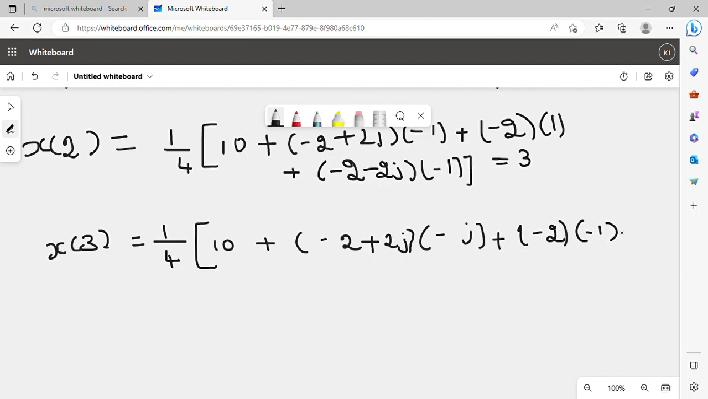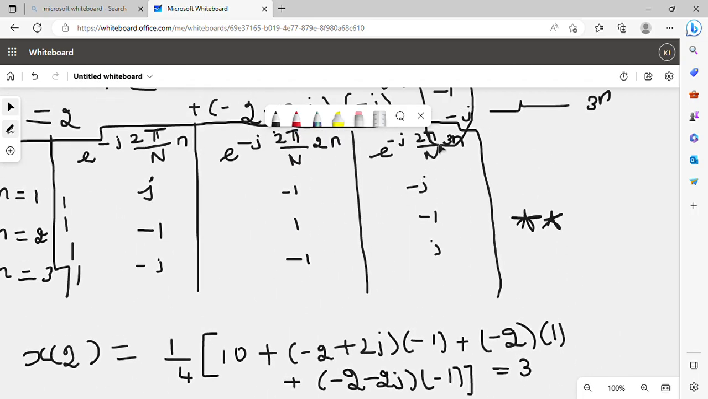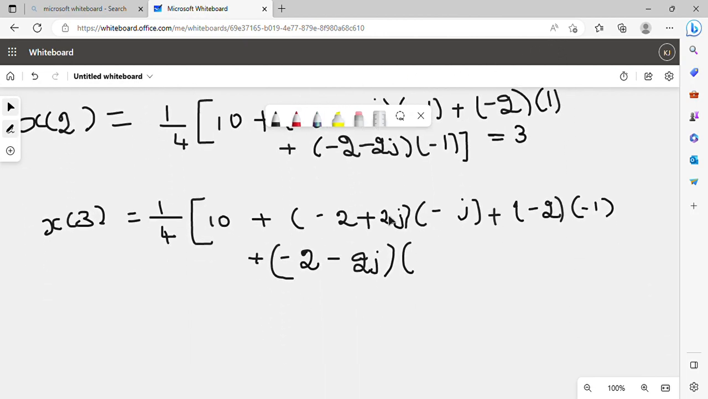Yes. And it is once again plus, so that is a plus of minus, so sorry, write it here itself, that is 2 minus 2j. So now for my e to the power of minus j 2 pi by n into 3n, for n is equal to 3, the value is j. So let me substitute the value as j. If I substitute, you are going to get a resultant as 4.